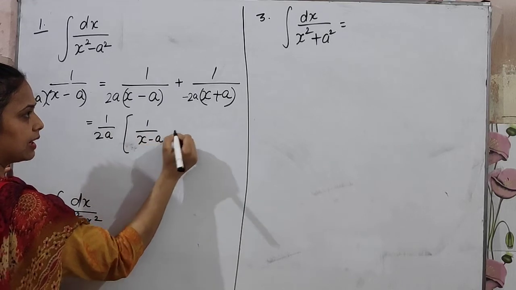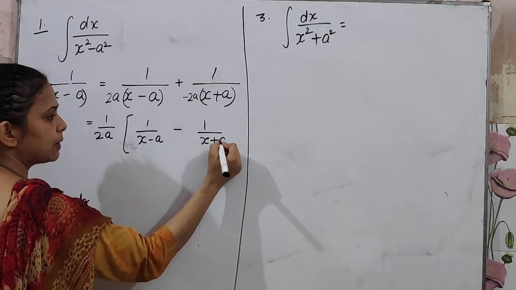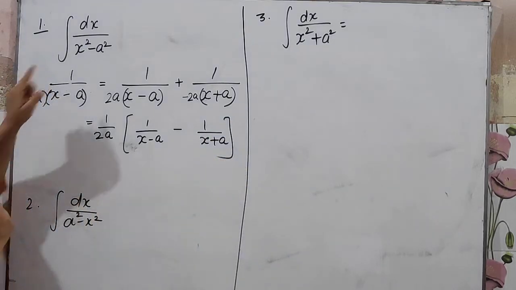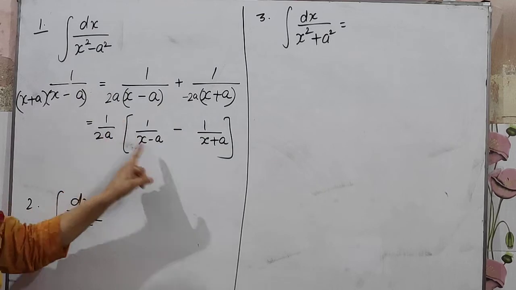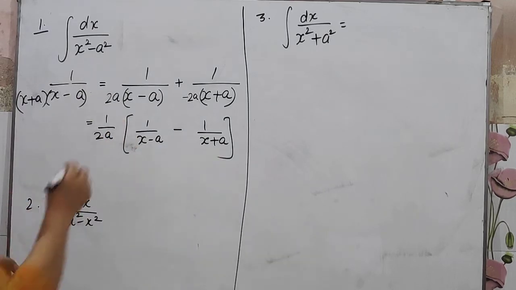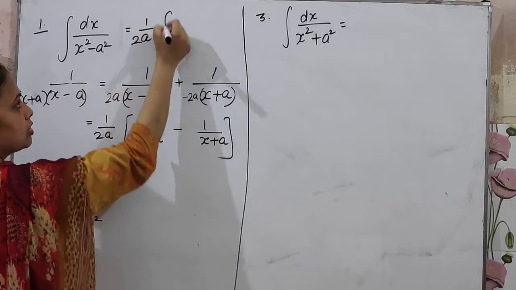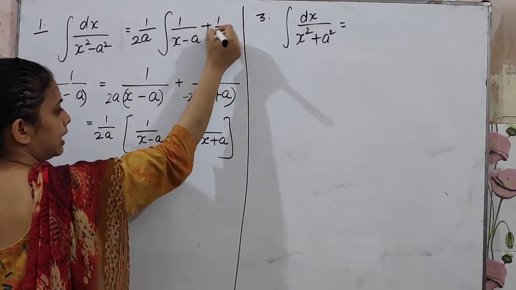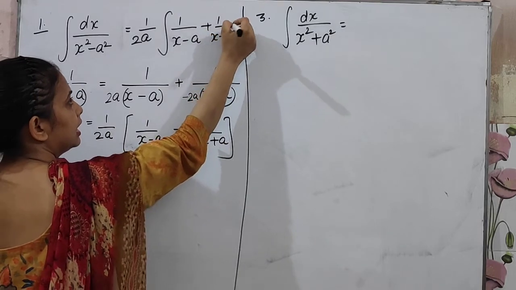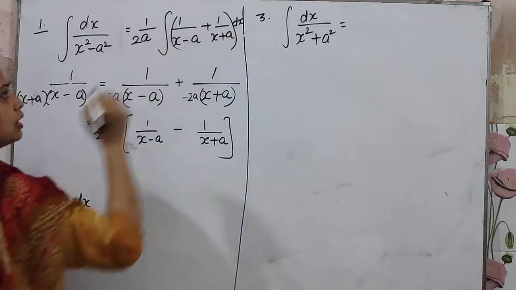Now taking 1 by 2a common, what will you get? 1 by x minus a minus 1 by x plus a. So we can write dx upon x square minus a square as this factor, right? So can I write here 1 by 2a will remain outside, constant, 1 by x minus a minus 1 by x plus a dx, right?